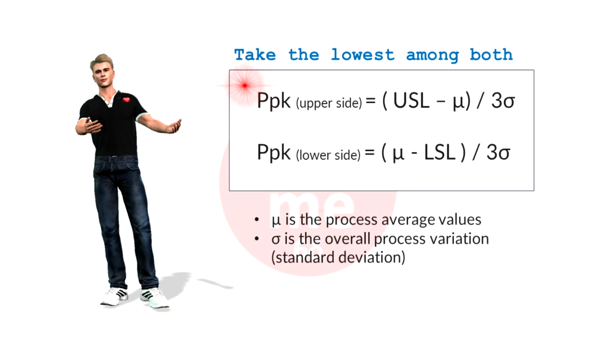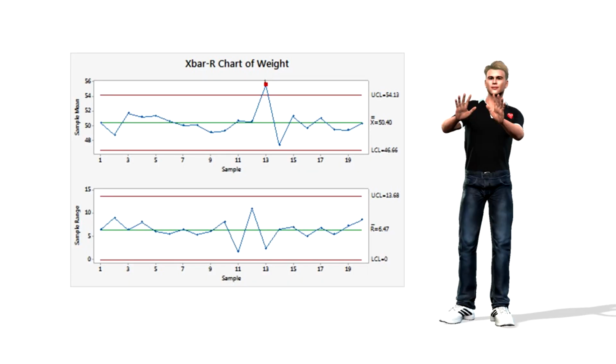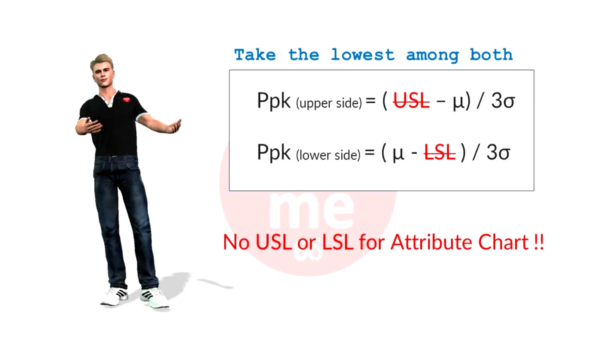If your process has both an upper and lower limit, you calculate the process capability for both the upper and lower side, and use the lower value as your process capability. Remember to use the overall process variation for the calculation of the standard deviation values. So for a standard variable SPC chart, like X-bar, it is a common practice to calculate and report PPK every month or quarter. So if your process uses an attribute chart, how do you calculate the PPK?